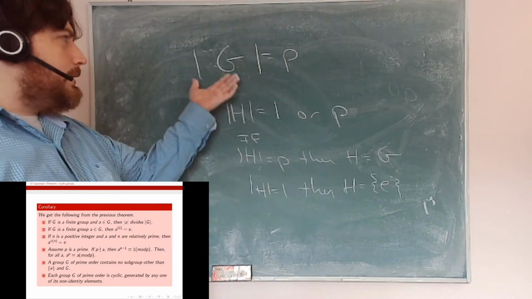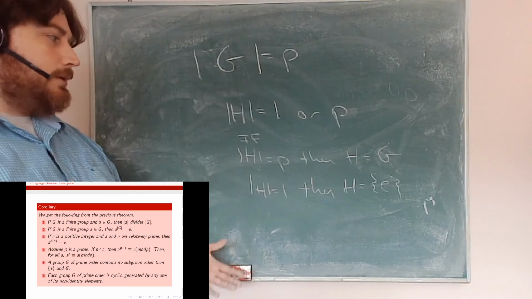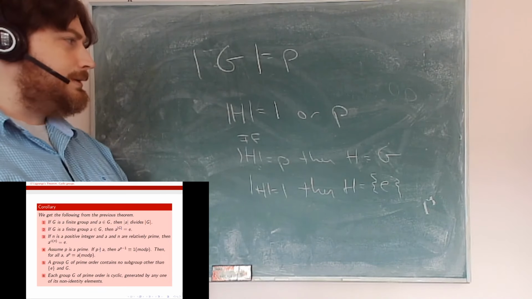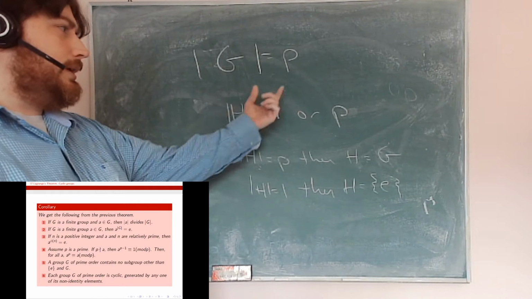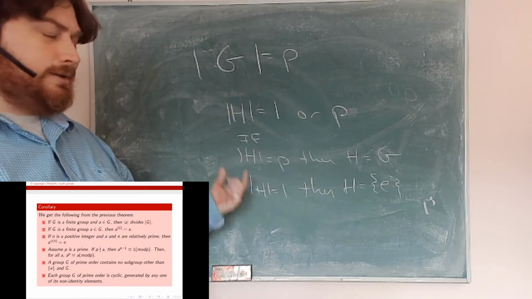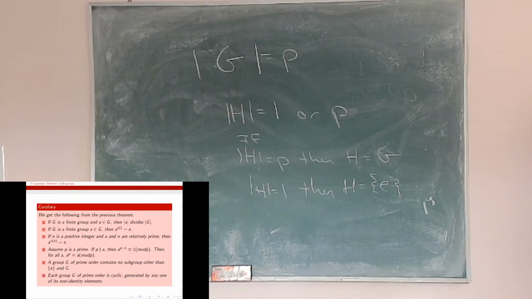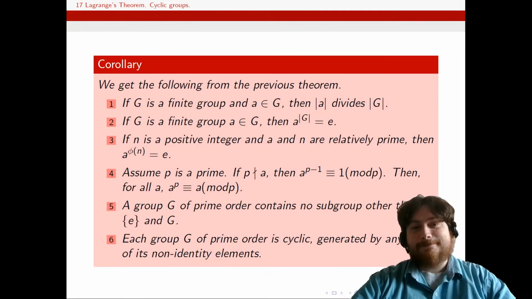That's actually pretty neat too, because I just have a group of prime order and I want to find all subgroups. That sounds like a very complicated problem, but the order has to divide the order of the group, so I really don't have that many options. And I get that there are exactly two subgroups of that prime ordered group. All right.